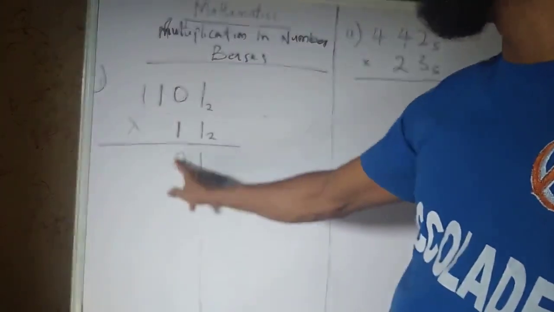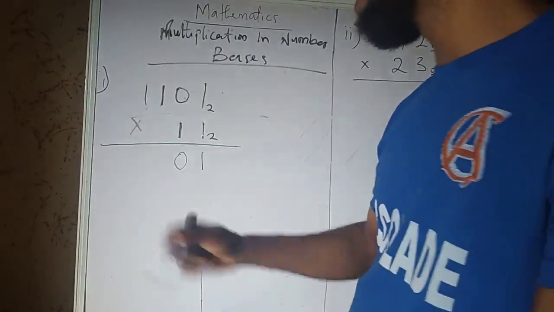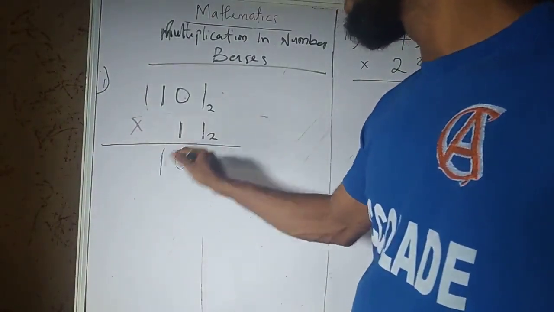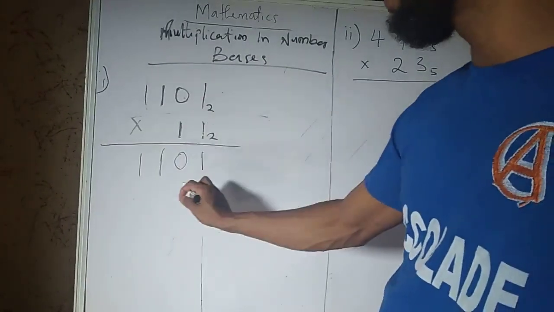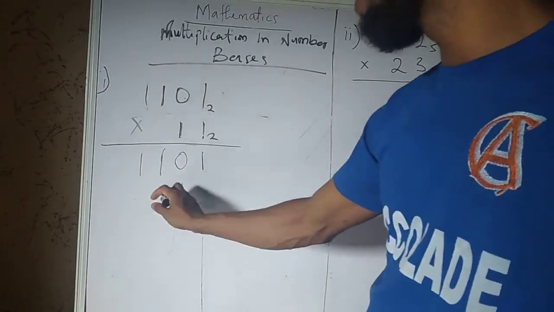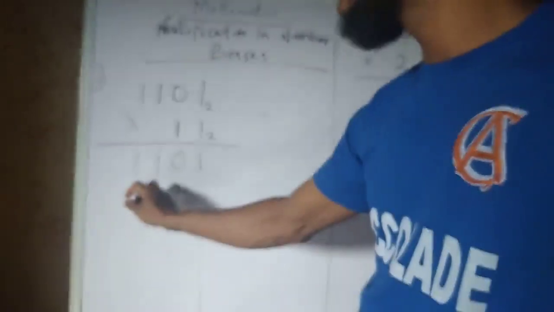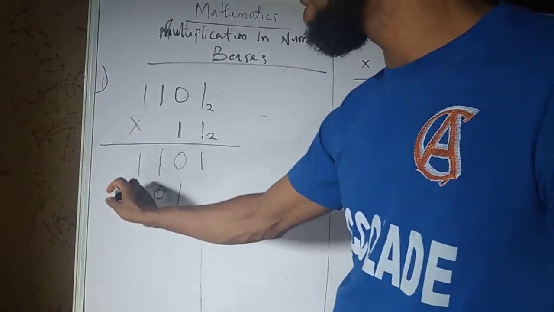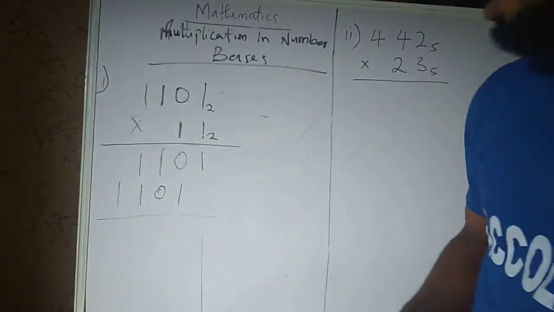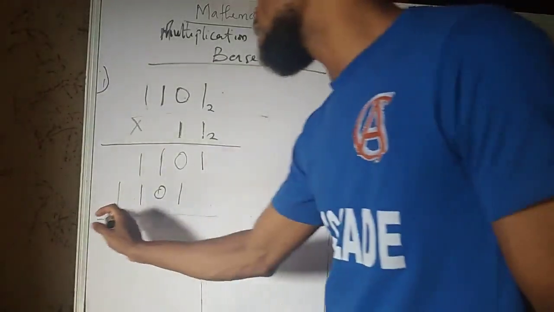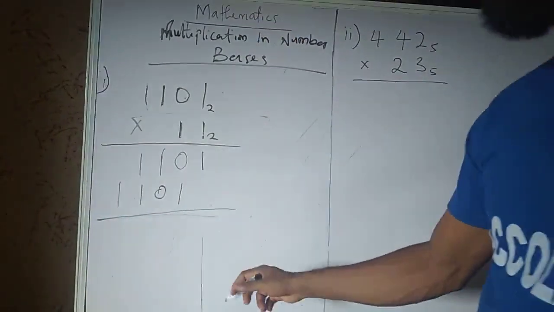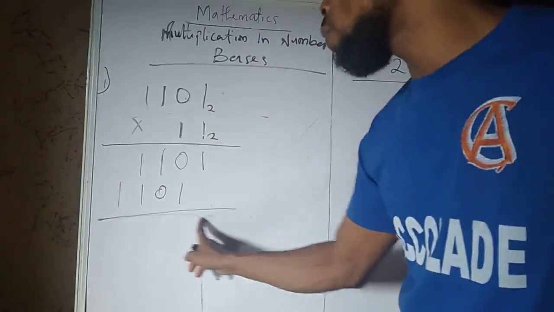So 1 times 0 is 0, allowed. 1 times 1 is 1 again. 1 times another 1 here is 1. So we go again: 1 times 1 is 1, 1 times 0 is 0, 1 times 1 is 1, 1 times 1 is 1. You see this? With this achieved, we can easily add. After multiplication, you add, so that's what we're going to do now.